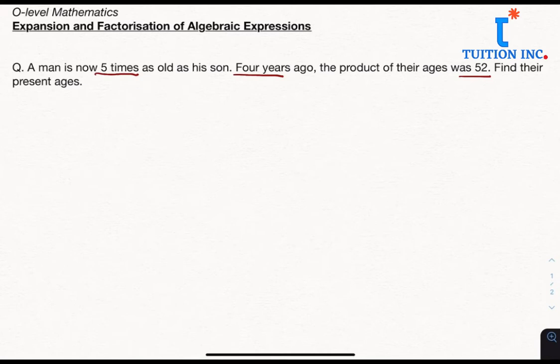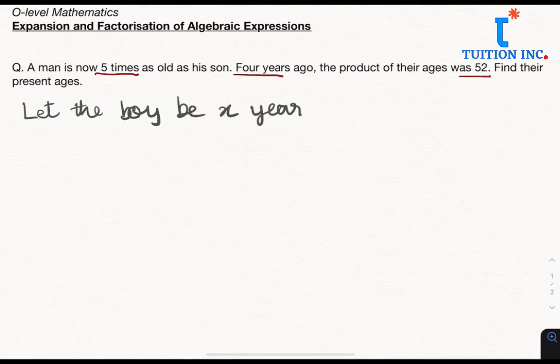Let's start the question by setting a variable which refers to the present age of the son. Let's say that the present age of the son is x. So let the boy be x years old now. Underlining now because this is important. x is the present age of the son.